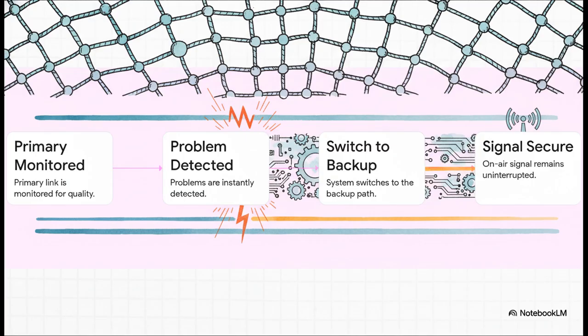Well, they build a safety net. The system is always watching the main connection. And the very instant it detects a problem, even just a tiny dip in quality, it automatically and instantly switches over to a backup path. The whole point is to make that switch so fast that nobody listening ever knows it happened. The on-air signal just keeps on going.